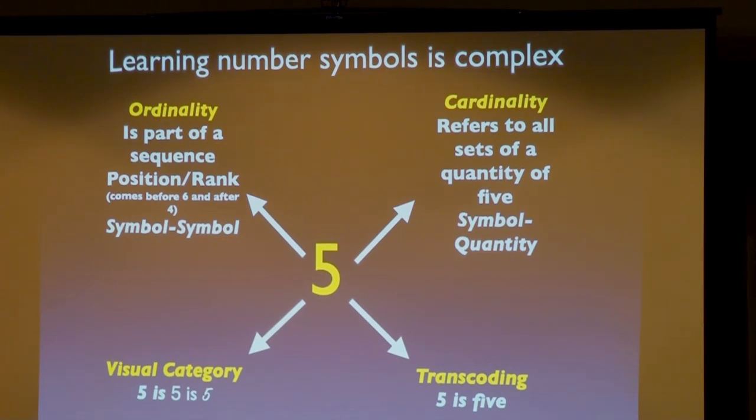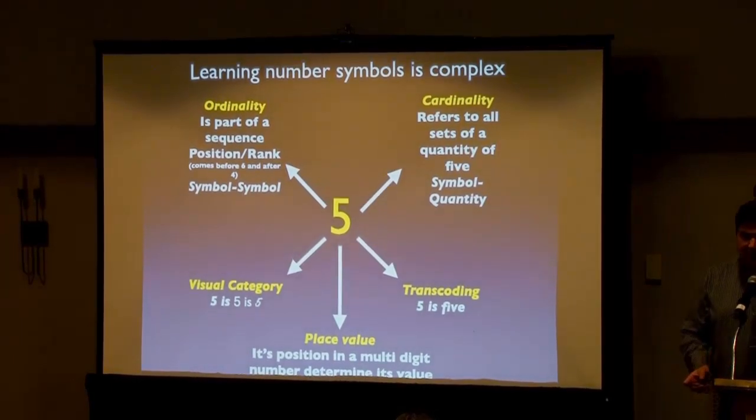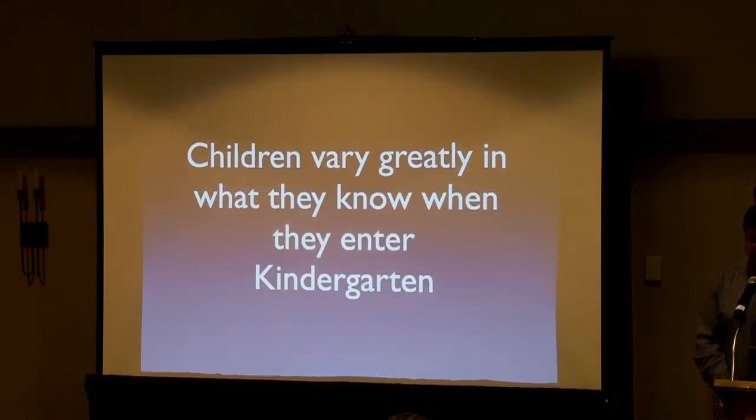And making these connections between these different ways of expressing numerical symbols is incredibly important. And then, of course, when we get to multi-digit number processing, everything becomes even more complicated, because now children have to understand that there's a relationship between the position of the number in a multi-digit number sequence and its value, right? And we know a lot of children struggle with understanding place value. So numerical symbol learning is incredibly complex.